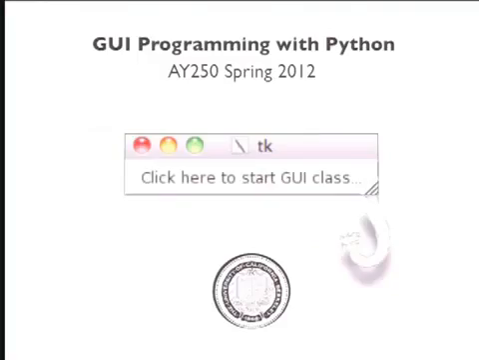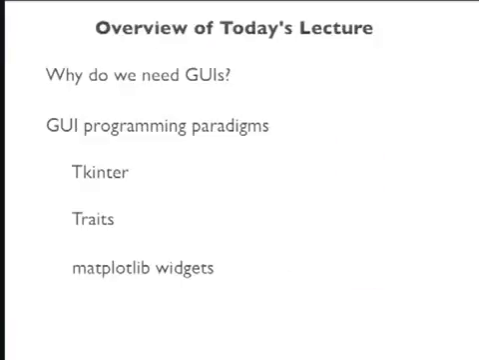Today, as you know, we'll be talking about GUIs in Python. So let's get started. Why do we need GUIs? We'll introduce you to some of the GUI programming paradigms that Python exposes us to, in particular Tkinter, and then Traits, which has come out of, I guess, the Enthought people. It's part of the Enthought distribution. And then we'll talk a little bit about matplotlib widgets. These are all three very different paradigms for interacting with data.